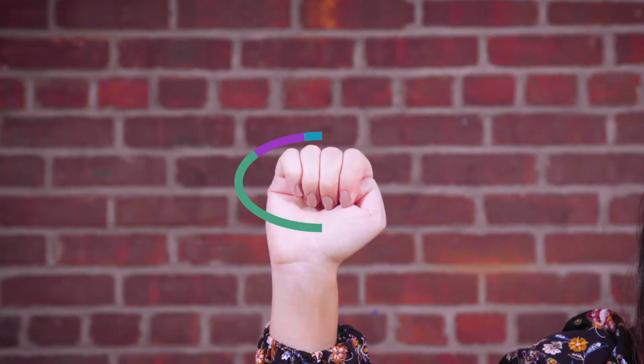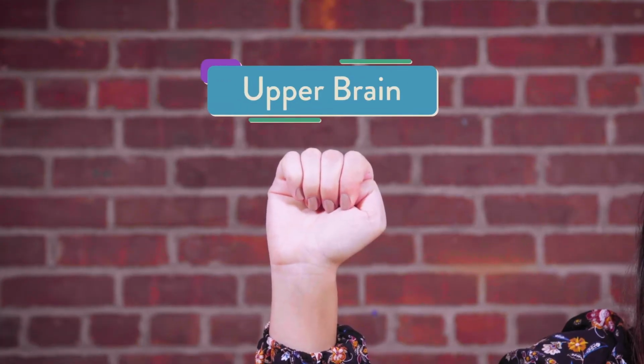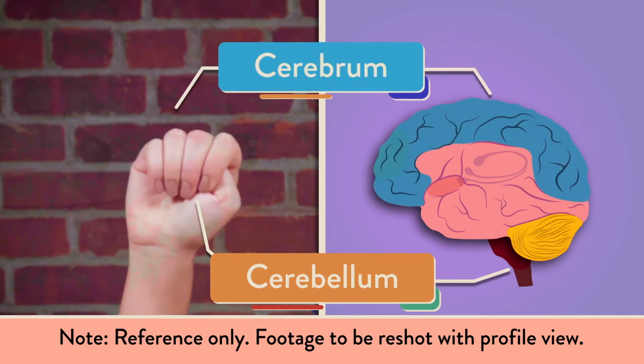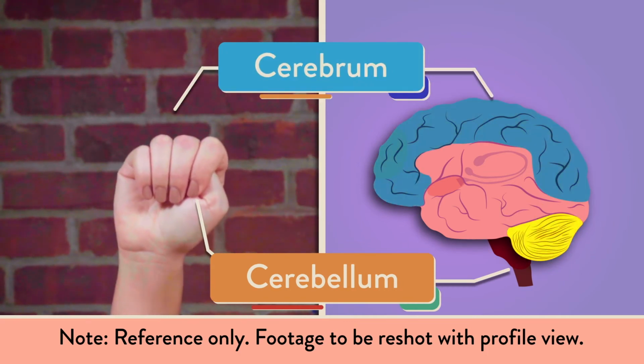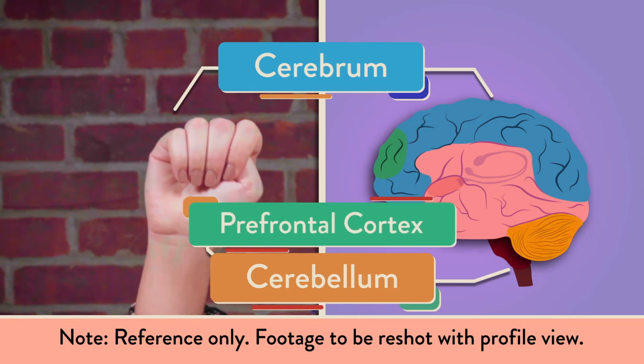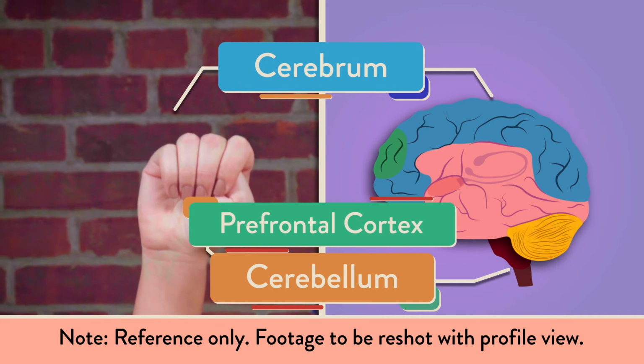Now that we have our amygdala, wrap your fingers over your thumb to make a fist, just like this. These fingers represent our upper brain. Back here is our cerebellum. That keeps us balanced. Up top, we have our cerebrum. That helps us think and speak. And right up front, we have the prefrontal cortex, which helps us make smart decisions. This is our hand-brain model, and it's a great symbol of our brain.